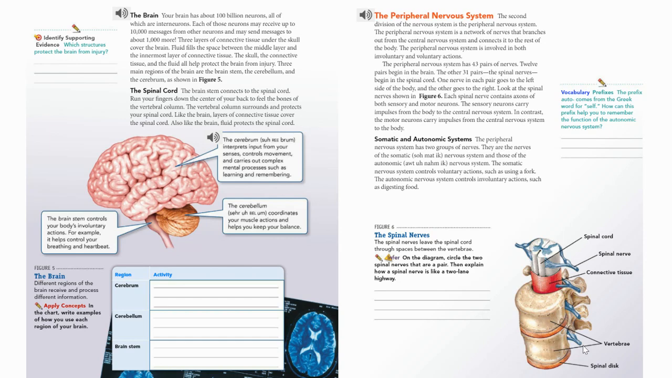The 3 main regions of the brain are the brainstem, down here. You can see they're labeled in the picture. The brainstem, the cerebellum. The cerebellum is right here. It's at the base of your brainstem. And then there's the cerebrum.